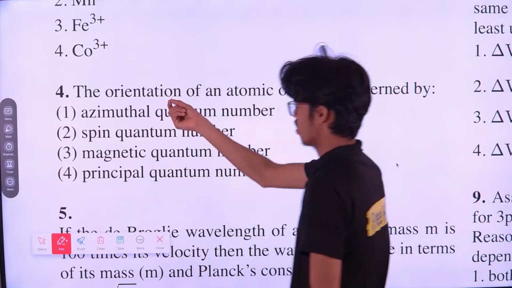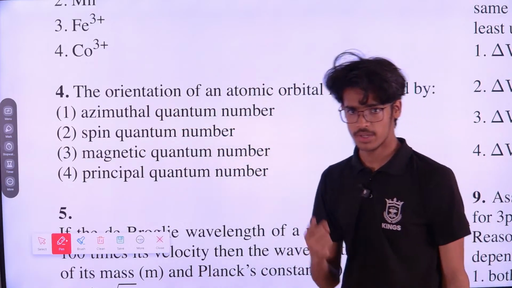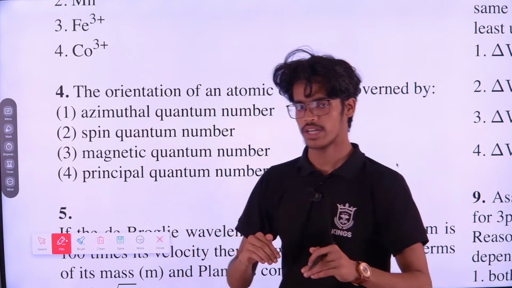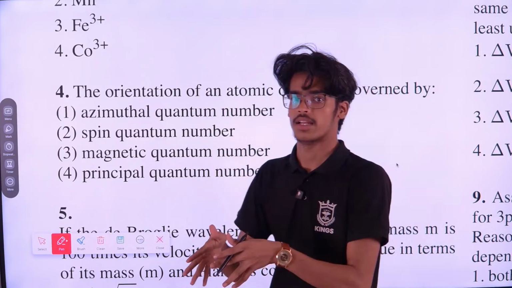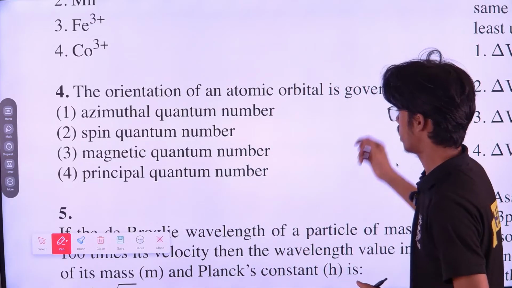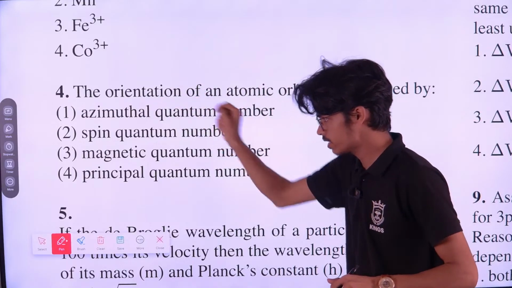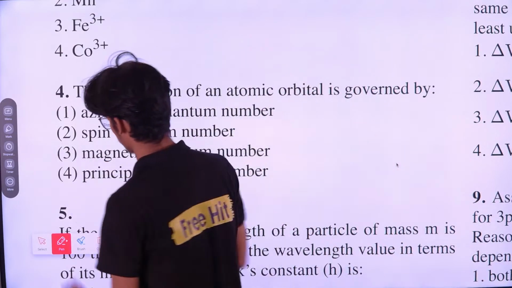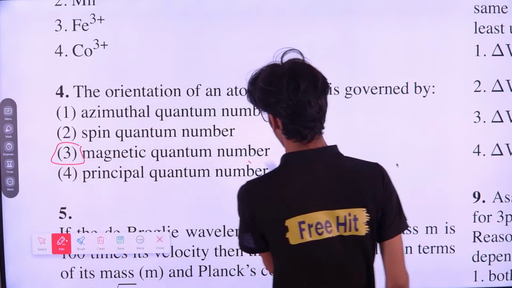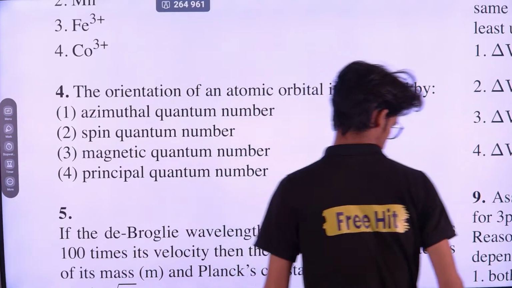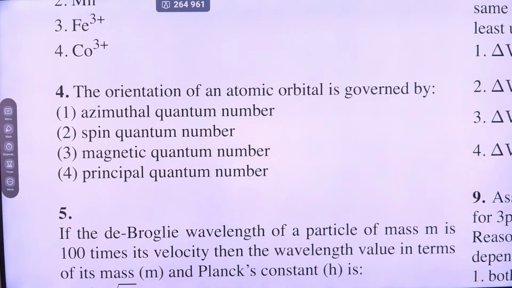See, obviously, I have told you principal quantum number will tell you what is the shell. Azimuthal quantum number will tell you what is the subshell. Then magnetic quantum number is going to tell you the orientation of the orbital, you can say. So third is the right option for this question. Okay, this was not a technical question, so it should not take you that much time. Now let's go on to the next question.